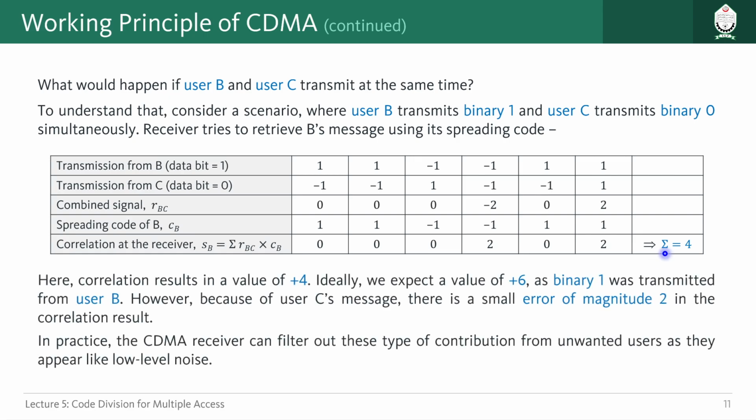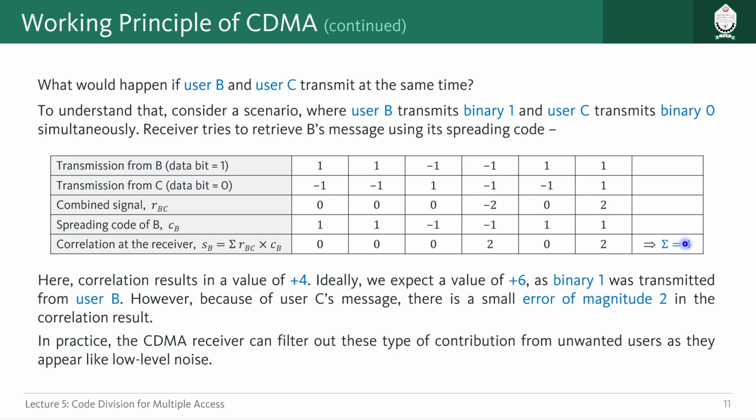So what is that saying to us? As we want to retrieve the signal transmitted from user B, we want to interpret the value of binary 1. So we should expect a value of +6 ideally, just like our previous explanation. But here we are getting +4. We are not getting +6. This is because of the message of user C, there is a small error of magnitude 2 in our system. Because of that, we are not getting exactly +6, we are getting +4.